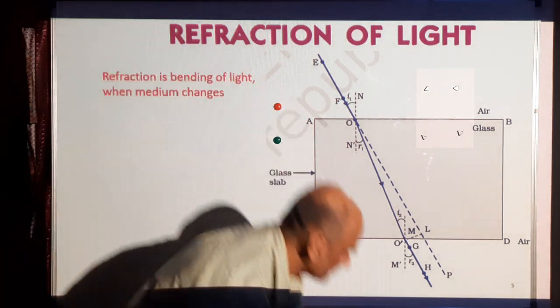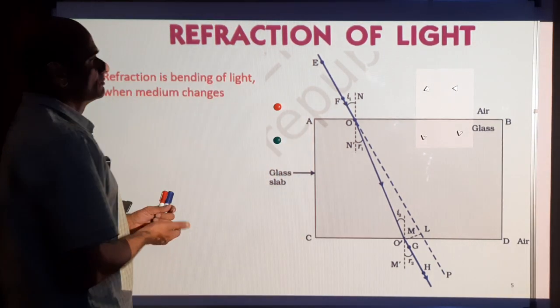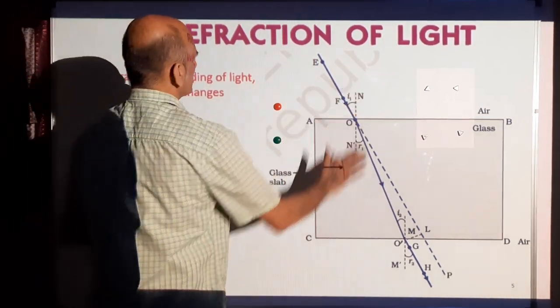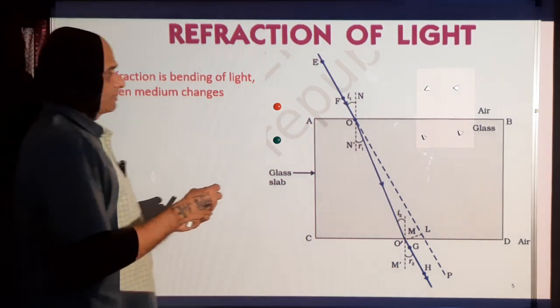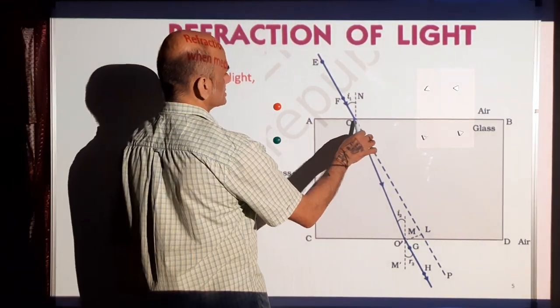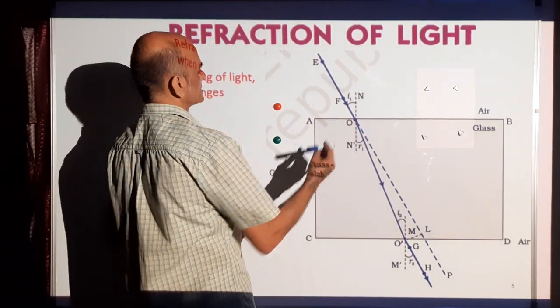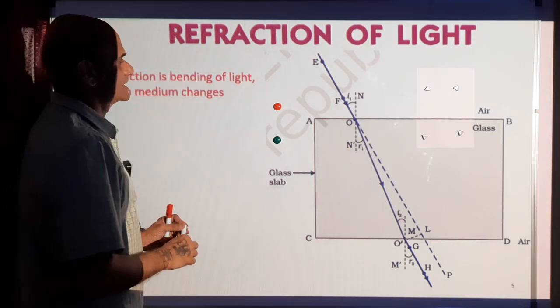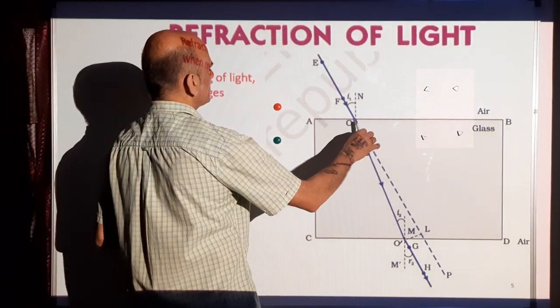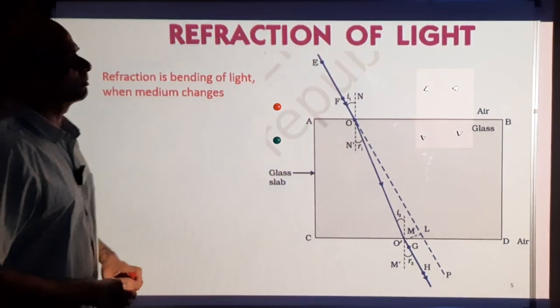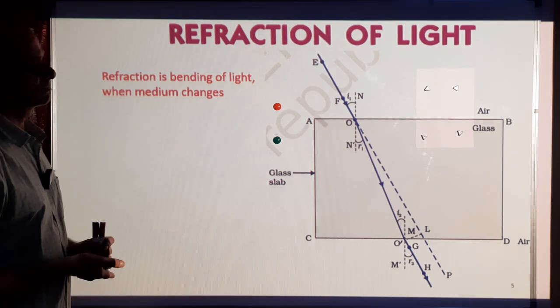So the incident ray and the normal will form a plane, and let this be the plane of the board. So the refracted ray can make an angle R1 with this normal anywhere like this, but this first law states that this refracted ray cannot be in any plane, but should be the same plane formed by the incident ray and the normal.